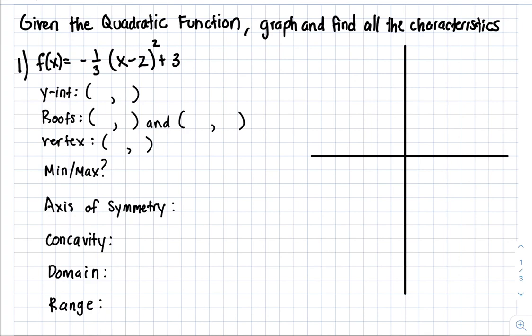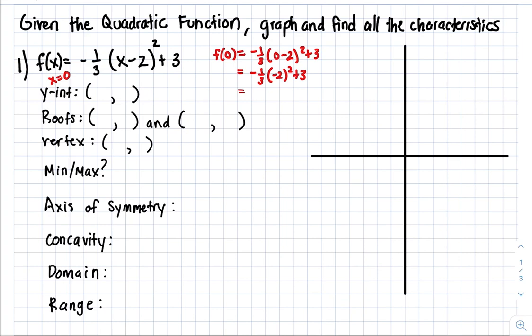So here's number one. Remember, for every type of function, when we're graphing quadratic functions, to find the y-intercept, set x equal to 0. So we are going to do that. So this is 0 now, right? Okay, so we're solving for this. So negative 1/3, 0 minus 2 is negative 2 squared plus 3. I'm going to make this smaller so that I can have more room.